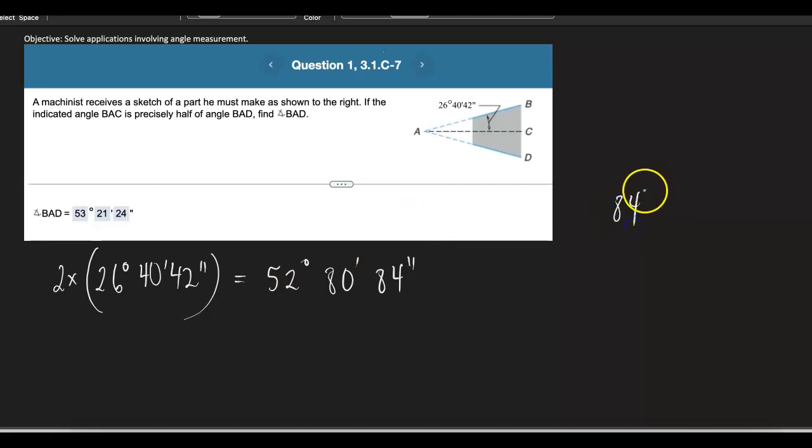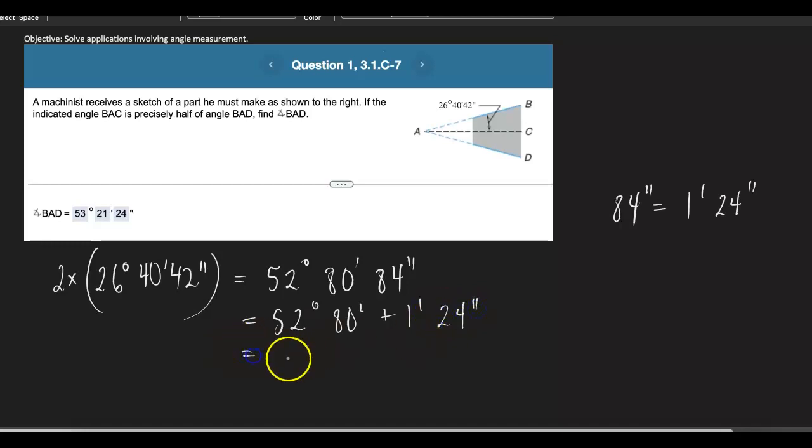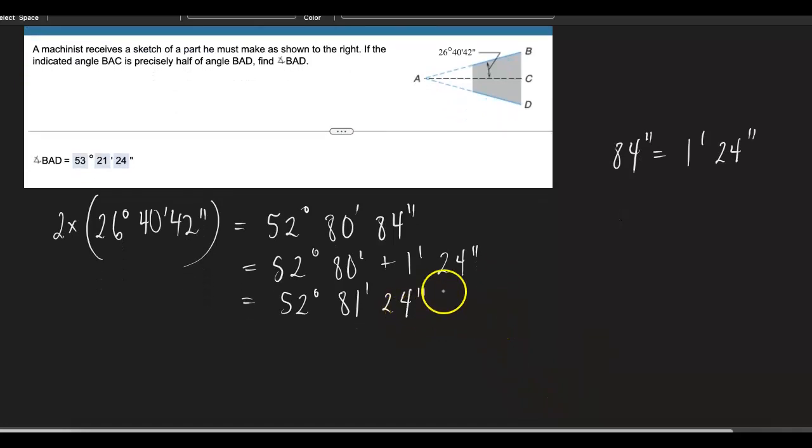So 84 seconds is the same as 1 minute and 24 seconds. So I'm going to rewrite this as plus 1 minute and 24 seconds. That gives me 81 minutes, 24 seconds. Okay, so at least now the seconds are in a more recognizable format. Again, we don't talk about 81 minutes. If we were talking about on the clock, we would call that 1 hour and 21 minutes. So we're going to convert this one as well.